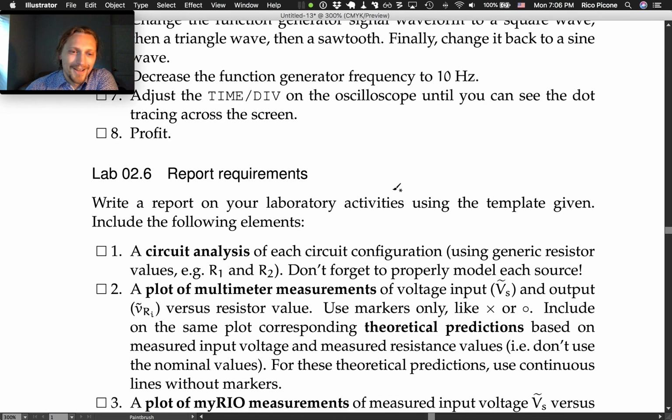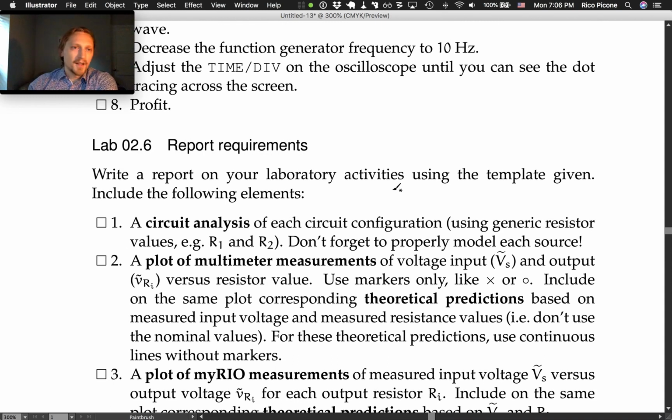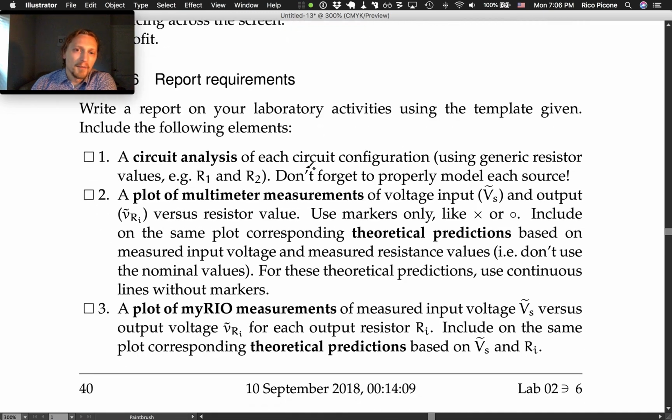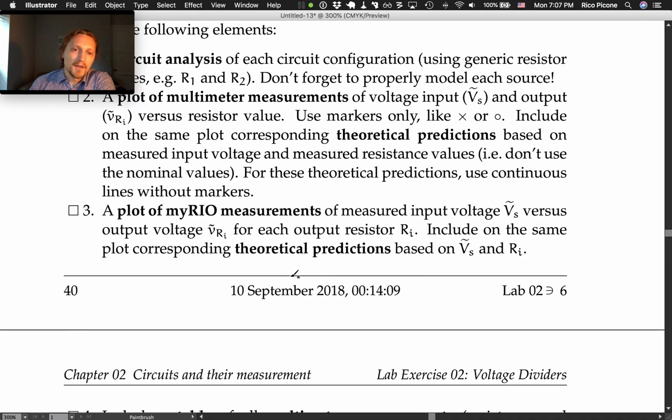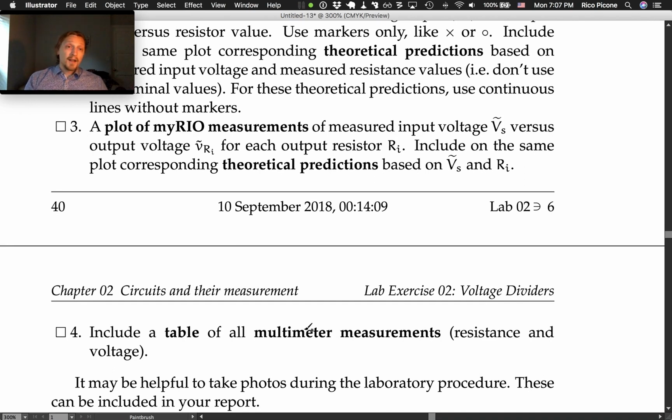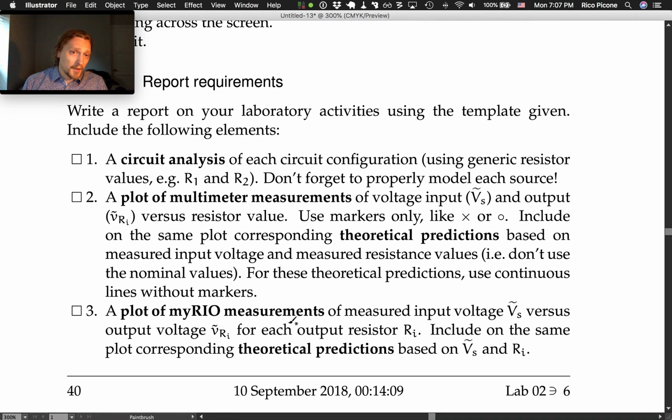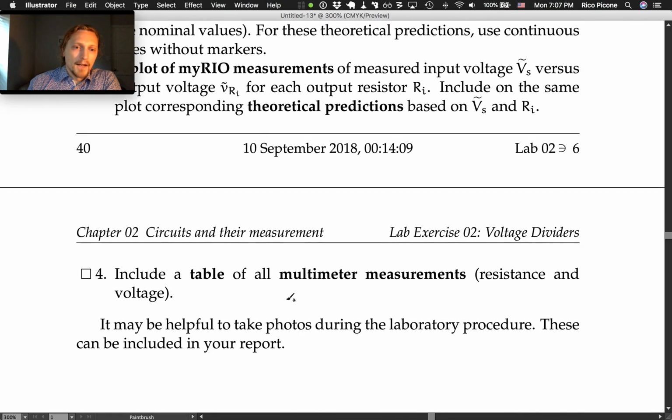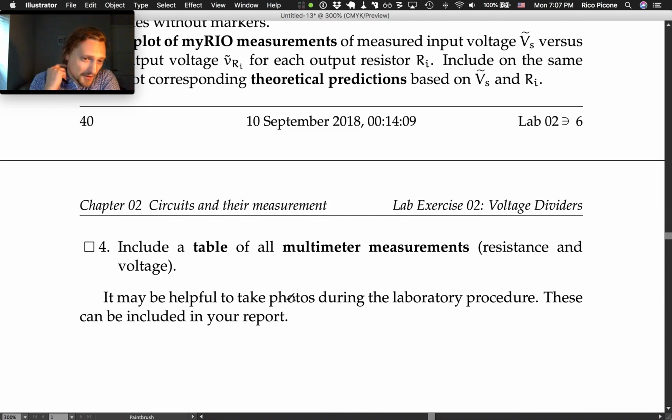Okay, report requirements. Every report has the same template and the same requirements in terms of what you need to do, but these are specific elements that I'm telling you really should be in this report. Do a circuit analysis, plot the multimeter measurements on one plot, and plot the myRIO measurements on another plot, making sure that on both plots you have both the data and your theoretical predictions. The theoretical predictions should come from the circuit analysis that you do in step 1. On the plots you should see your theoretical prediction as a line, and then the data points along that line, hopefully, if you measured it correctly and analyzed it correctly. And then also include a table of the measurements themselves, the actual values.